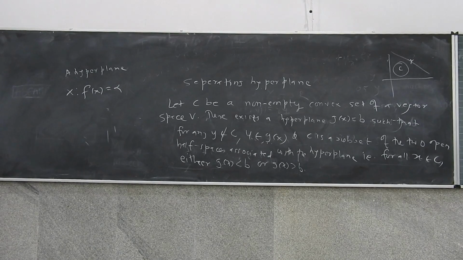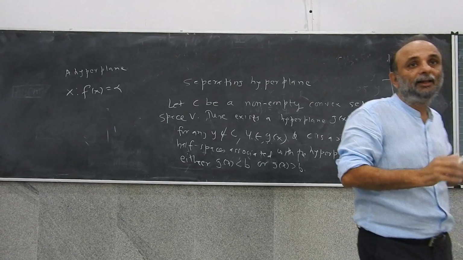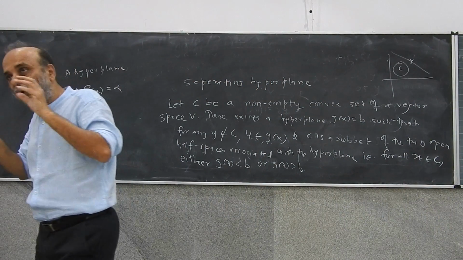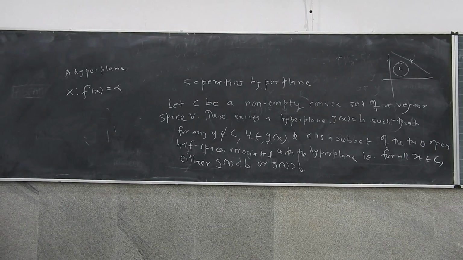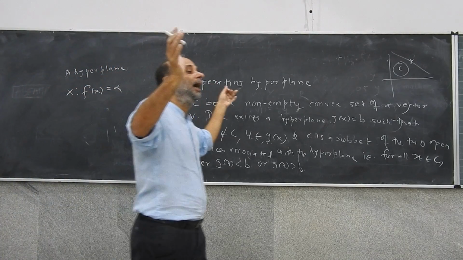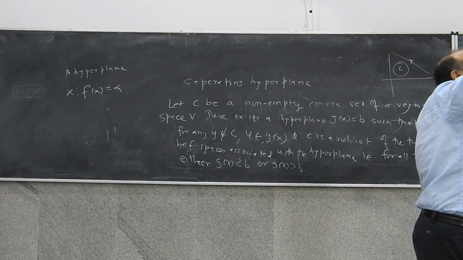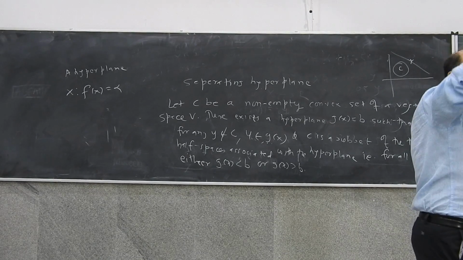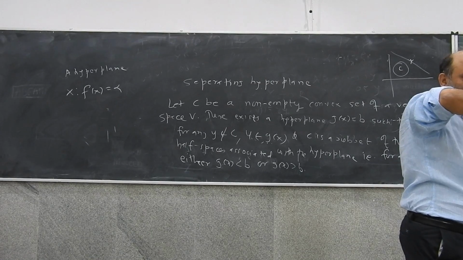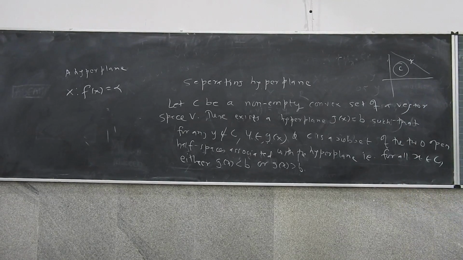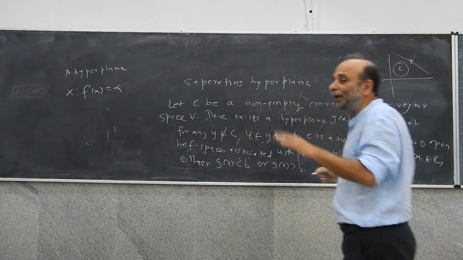So basically it says if you think of any convex set belonging to a vector space, and if you think of any point which does not belong to this convex set, then there will always exist a hyperplane which will contain this point y, right? And of the two half spaces generated by this hyperplane, one of them will contain the entire C. So, okay. Think of an indifference curve.